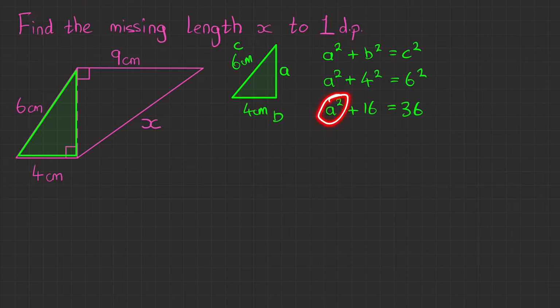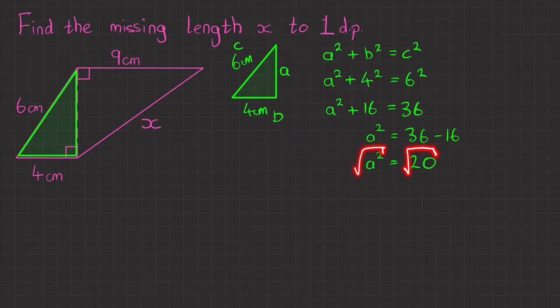Now we want to get a on a side on its own, so we need to get rid of this plus 16 by doing the inverse, which is taking away 16 from both sides. So we'll have a squared equals 36 take away 16, so a squared equals 20. Now from a squared, we need to get just a. So in order to do that, we need to do the inverse of squaring, which is square rooting, and we do that to both sides. So we'll be left with a equals the square root of 20.